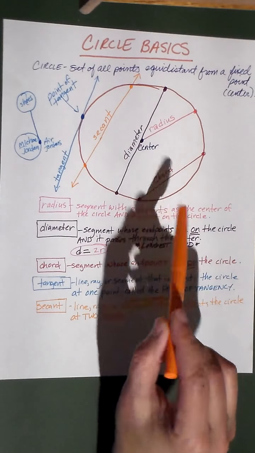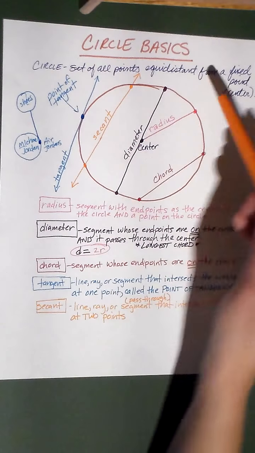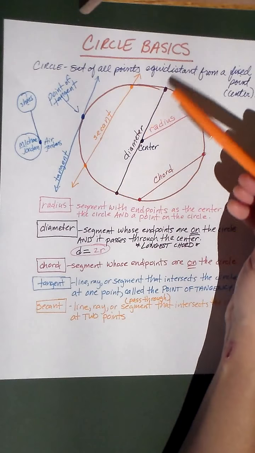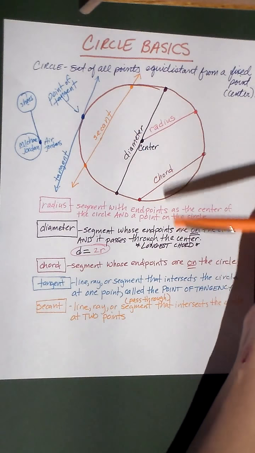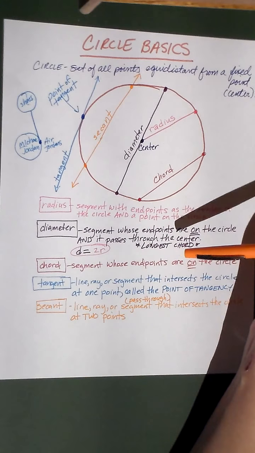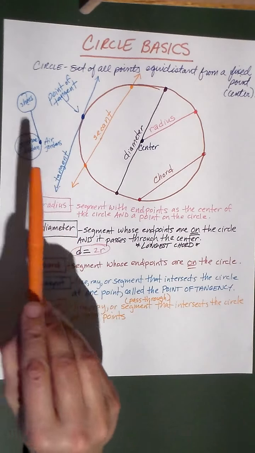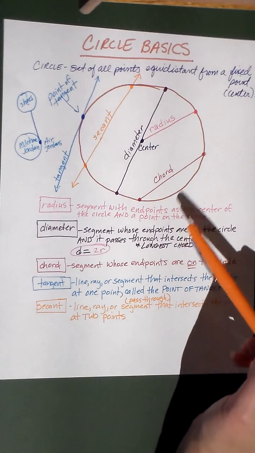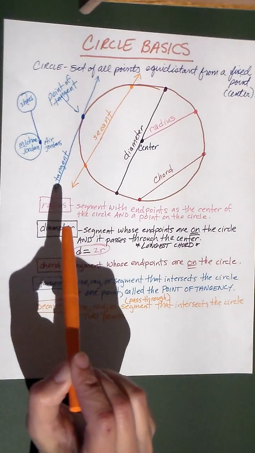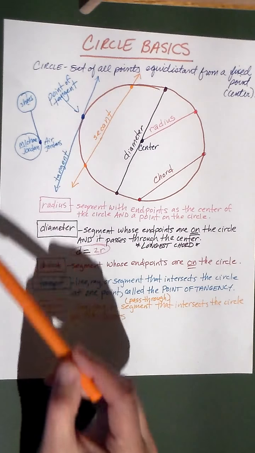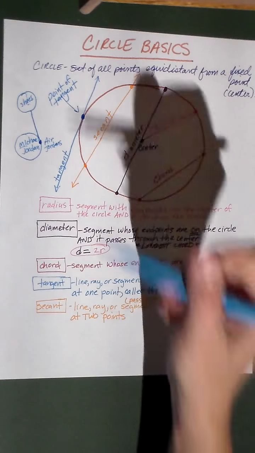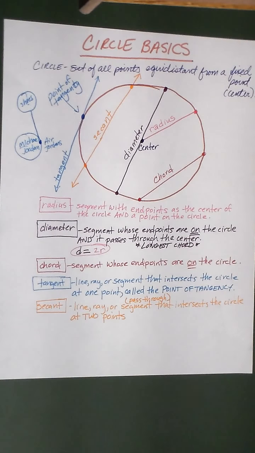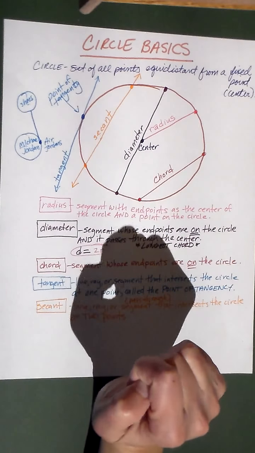So you have the chord. Let's go once again. We've got the radius, which goes from the center of the circle to a point on the circle. You have the diameter, which goes from one point on the circle to another and passes through the center. The diameter is the longest chord. Remember, that's important. It's the longest chord. Then you've got the chord itself, which is just a segment whose endpoints are on the circle. Then you have the tangent, which intersects the circle at a single point, called the point of tangency. And I didn't even spell it right. That's the point of tangency. Good gravy. And then you've got the secant that intersects the circle at 2 points.